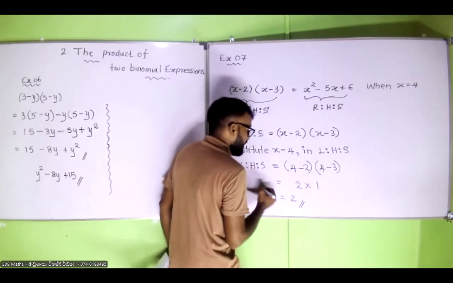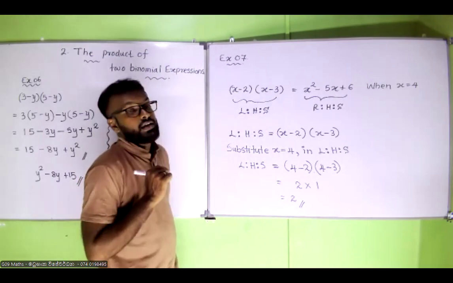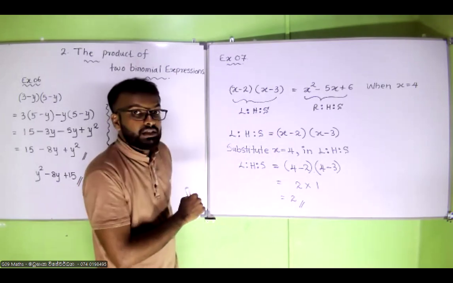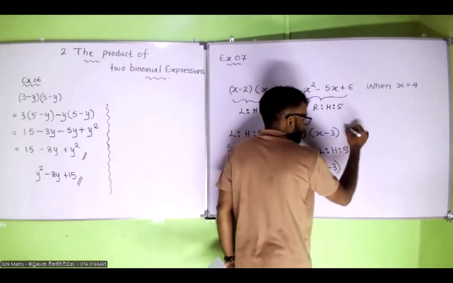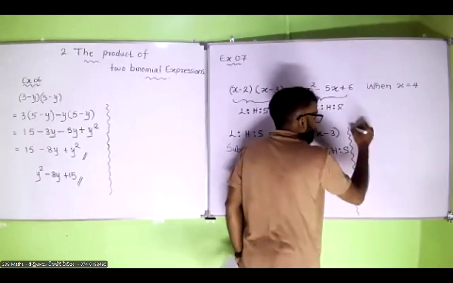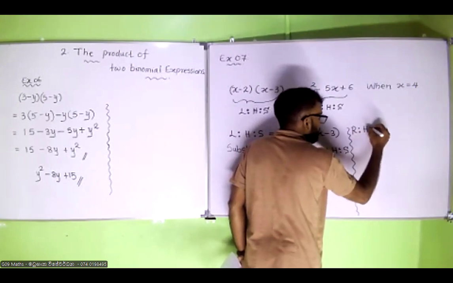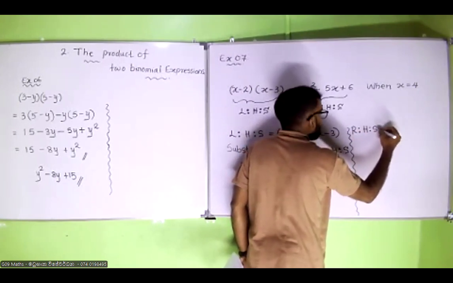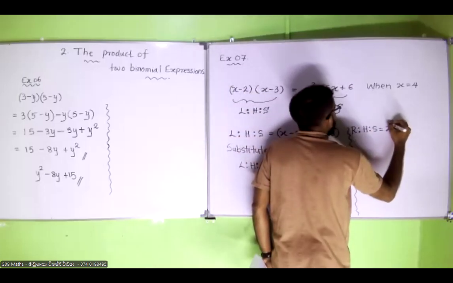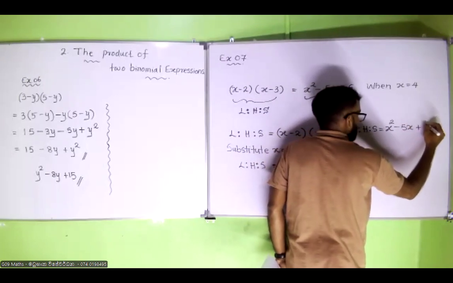So this is your LHS value. Left hand side equals 2. Right. Then I am going to simplify my right hand side. Same way you have to do. Right hand side equals this expression, x squared minus 5x plus 6.